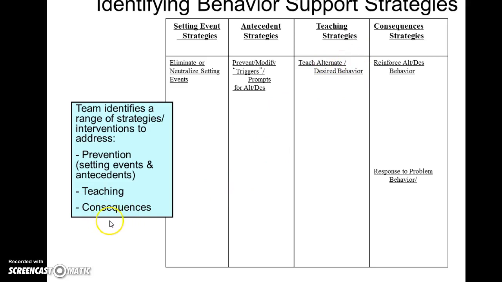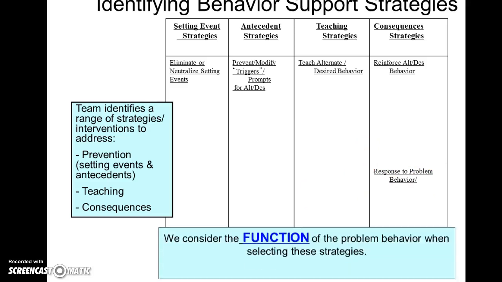And then finally, the consequences. So if that doesn't happen, what will happen? Okay, so what will happen if you do the desired or the alternative behavior, and what will happen if you don't do it? Alright, so let's look.